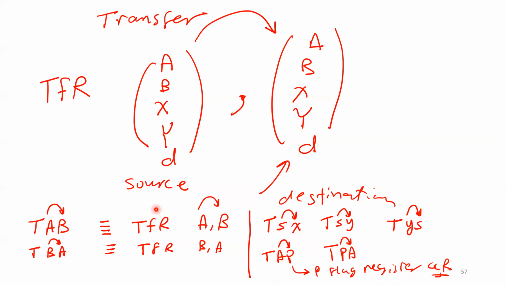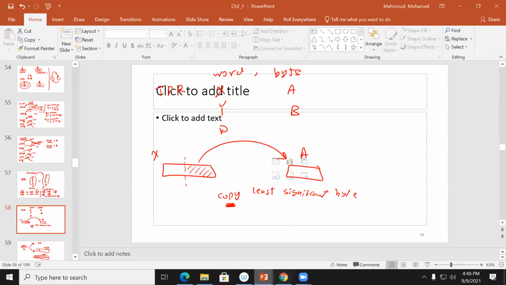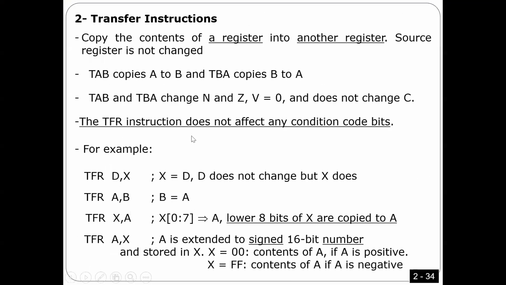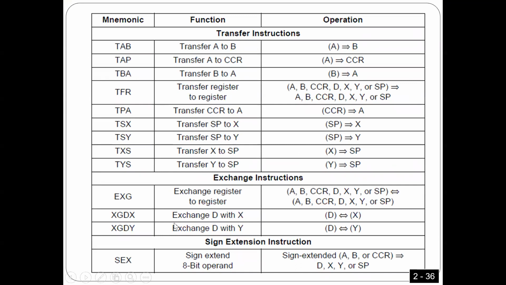Okay, guys. Again, don't worry. You don't need to memorize anything because I put all of them here. If you see here, as you see, guys, we have TAB. This is inherent. It does not need any operand. We have TAP. So we have all the instructions here. I already explained. Very, very easy, right? So we have TFR, as I mentioned, and this one needs two operands. One from these registers and one from these registers.